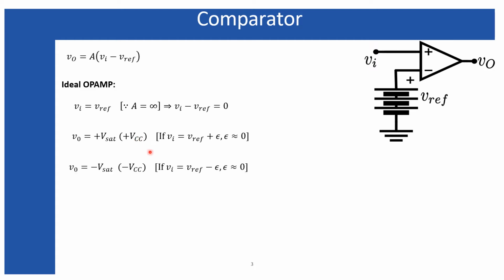And when the input voltage is slightly less than the reference voltage, that means when this voltage is 0 and this voltage Vi is slightly less than this reference voltage, then Vi becomes negative. In that case, the magnitude of this V0 will reach the VCC, but due to presence of this negative sign, this V0 will reach minus Vsat, which is equivalent to minus VCC, or the most negative supply available for this configuration.